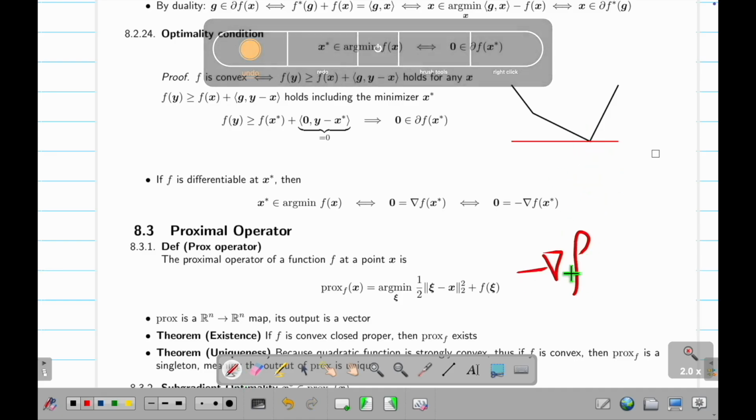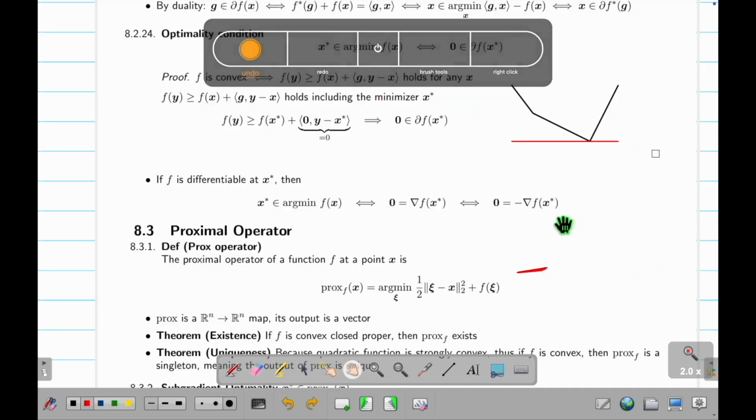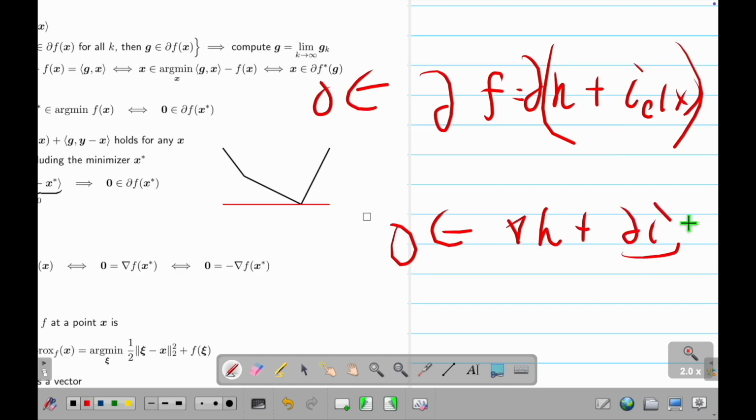The negative gradient needs to be in the normal cone, right? It's actually exactly this. Why? Because suppose my F is H plus the indicator function of a set C. Now the constraint. So when I do this, let me tell you what this is. The subdifferential of the indicator function is the normal cone. So I move this.